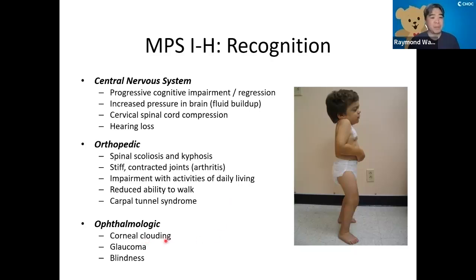Finally, the ophthalmologist will often see corneal clouding, and so there's storage of gag material within the cornea, which can, over time, result in reduced visual acuity. There can also be increased intraocular pressure, which eventually leads to loss of vision.